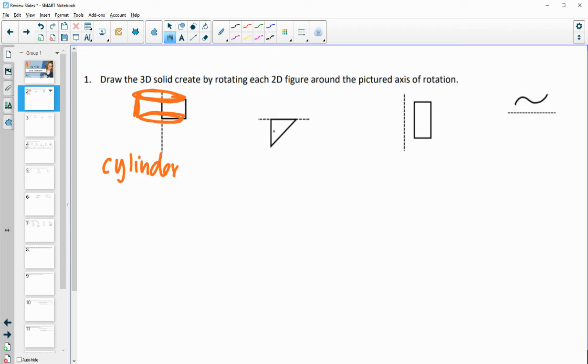This one, if we're spinning this way, right? So our spin would get us here and then kind of connect all the way up to this. And so we'd get a sideways cone.